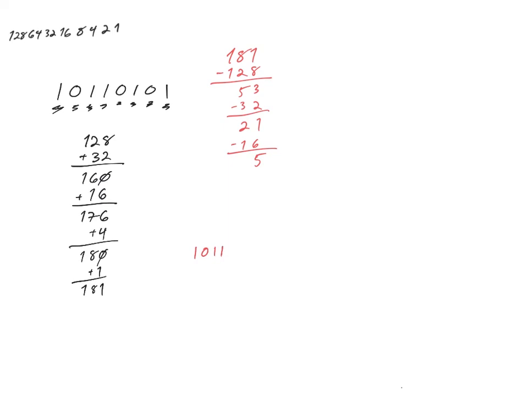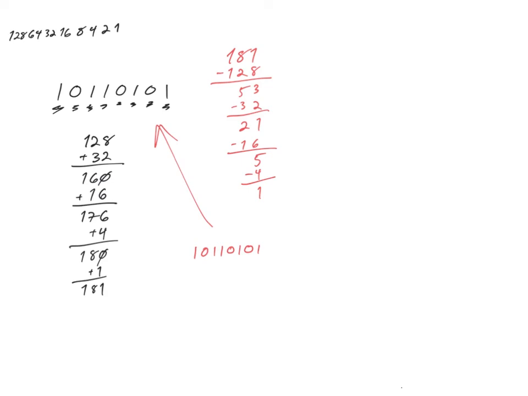Are there any 8s in 5? Nope. Are there any 4s in 5? Yep, there's a 4. So I'm going to put my 4 there and subtract 4 from my 5 and get 1. Are there any 2s in 1? Nope. Are there any 1s in 1? Yes. So there's my binary number. And you'll notice it matches my original.